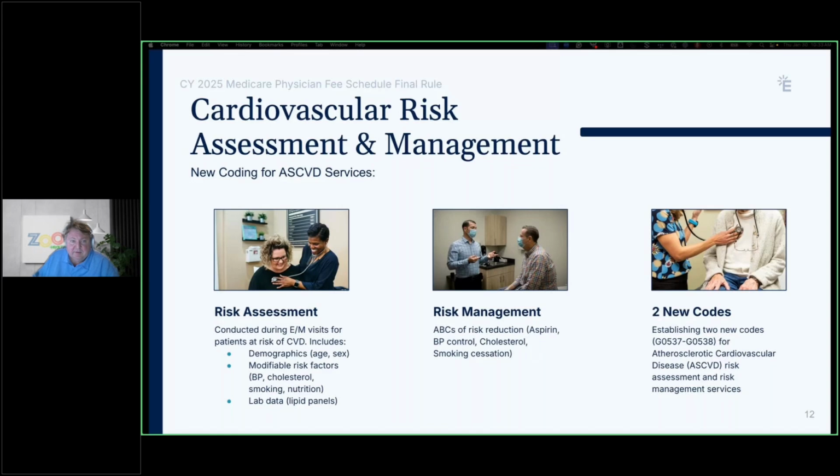So G0537 is the initial risk detection. It's ideal during preventive or annual wellness visits, so that'll be like G0439. I'm sure you guys know about that. And it's only billed annually as discussed. Reimbursement for this is right around $20. That's an approximation depending on where you practice.